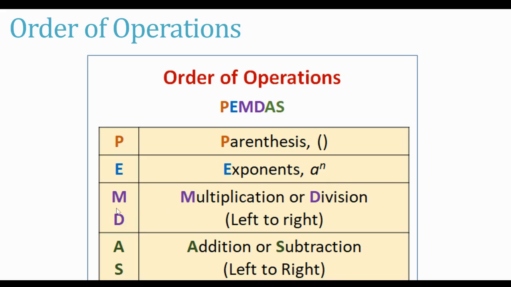And you can see that this is grouped together for a reason. It's whichever one comes first from left to right. As if you're reading a sentence from left to right, if division comes before multiplication, you do the division first because that's what comes first from left to right. And then lastly, addition and subtraction, same concept. These are grouped together because it's whichever one occurs first when you're reading it from left to right.